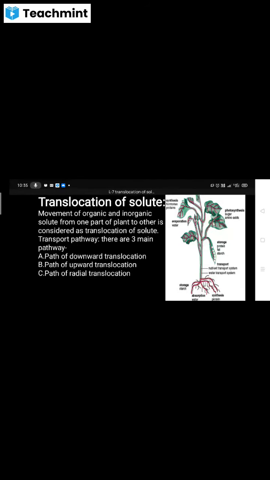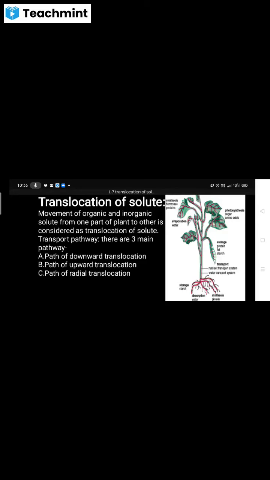So there is a picture you can see in pink color. There will be the translocation of the solute from the soil to the other parts of the plant. Then sometimes the leaves produce energy, and that will be transported from the leaves to the roots. It is mentioned here in the black line.